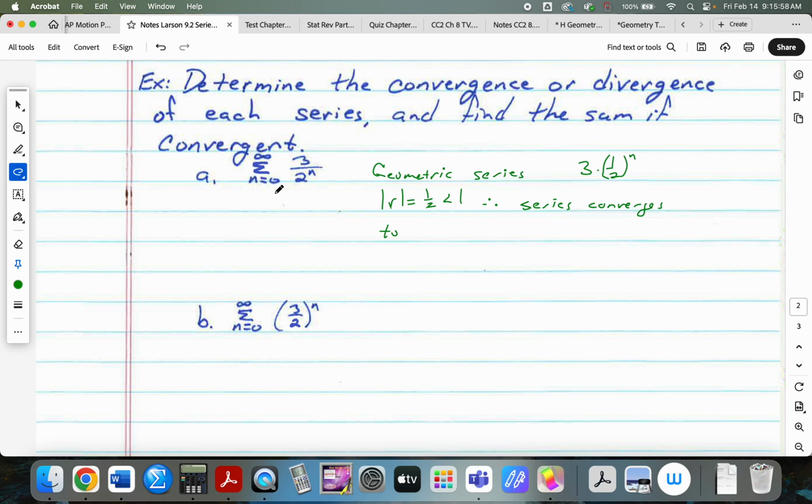You do have to be careful. Every now and then they'll be sneaky and change this from 0 to 3 or 1 or something like that. So you have to go, okay, when I substitute in this initial n value, what is the value of this going to be? That's a. So a is just 3 over 1 minus r. So 1 minus 1/2. That series converges to 6.